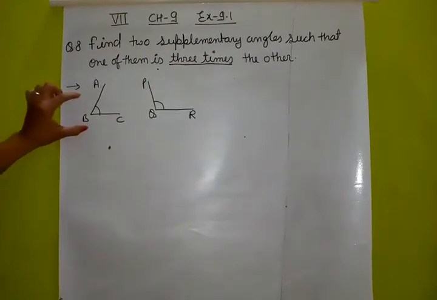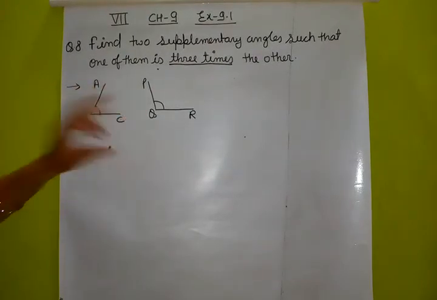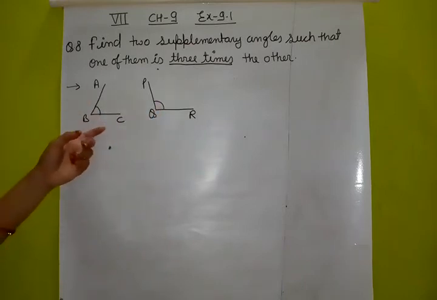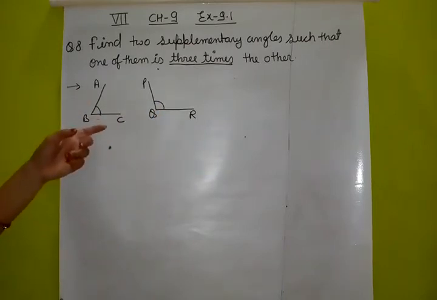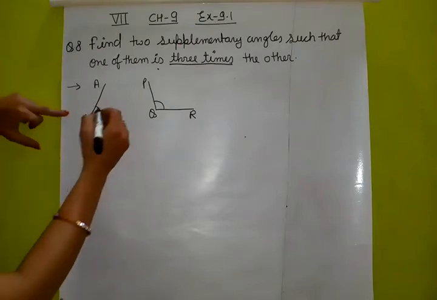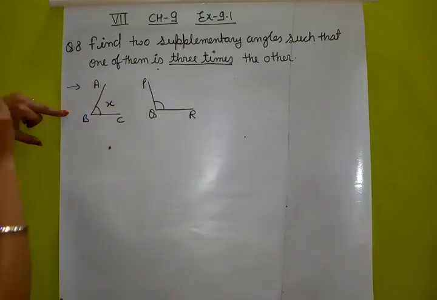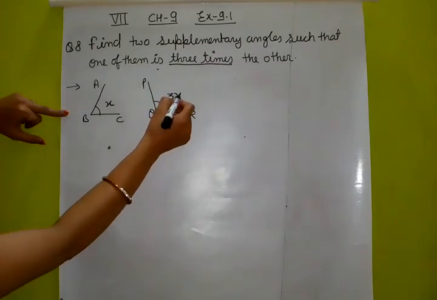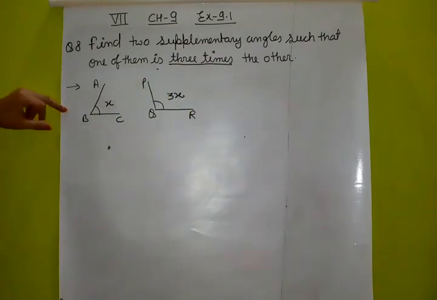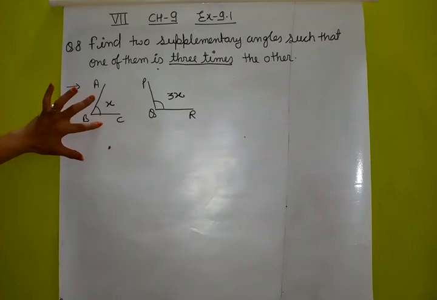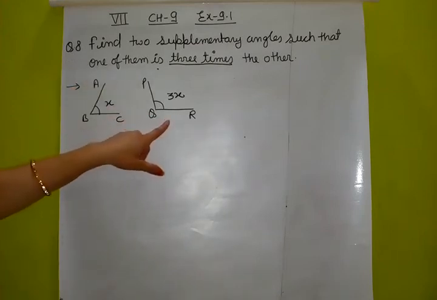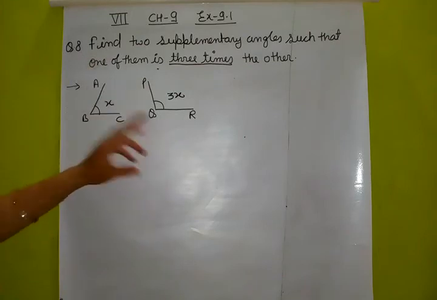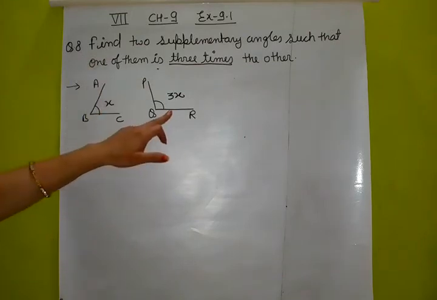Suppose one angle is ABC and another is PQR. One should be 3 times the other. Suppose this angle is x degrees. This angle value is x, so the other will be 3 times, meaning 3x. Understood, students? For example, suppose this is 10, so it will be 3 times 10, meaning 30. It is x, so it will be 3x.